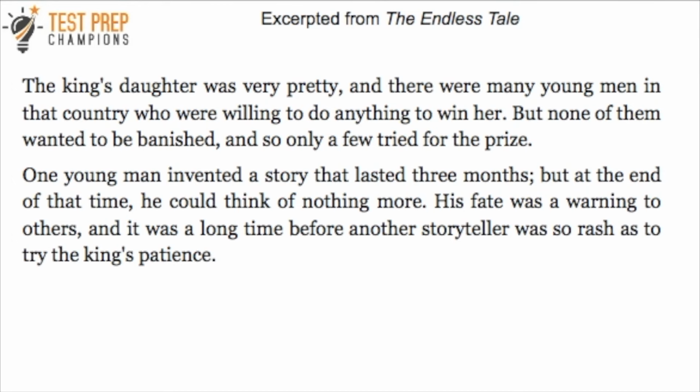The king's daughter was very pretty, and there were many young men in the country who were willing to do anything to win her, but none of them wanted to be banished, and so only a few tried for the prize. One young man invented a story that lasted 3 months, but at the end of that time he could think of nothing more. His fate was a warning to others, and it was a long time before another storyteller was so rash as to try the king's patience.